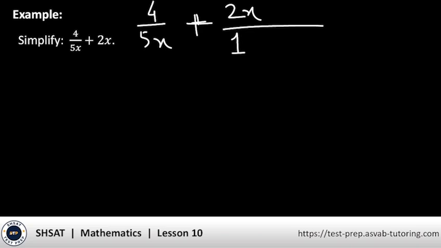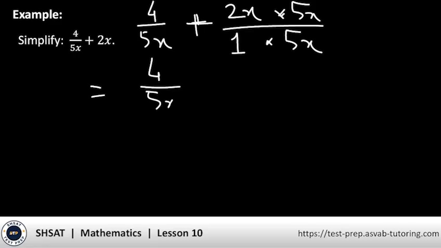And then because it's a 5x here, we need to multiply 5x to the denominator. And if you do that, you also need to multiply a 5x to the numerator here, right? So that gives us what? That gives us 4 over 5x plus, of course, in the denominator it's just 5x. But in the numerator, that gives me 2 times 5 as 10. And x with x, that's x squared, okay?